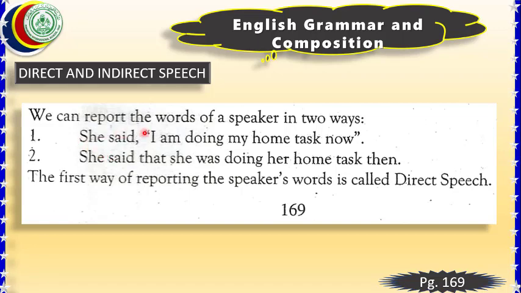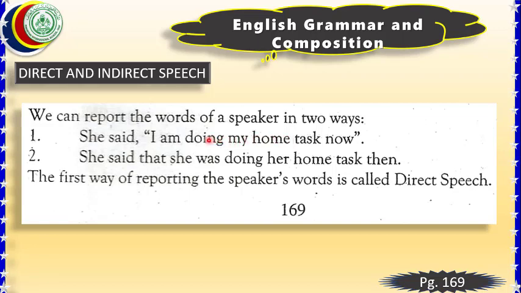We can report the words of a speaker in two ways. The first method is: she said, comma, inverted commas begin, I am doing my home task now, inverted commas closed, full stop. This is the first method when we tell what someone else has said in front of us. We tell it to our friend or anybody else.